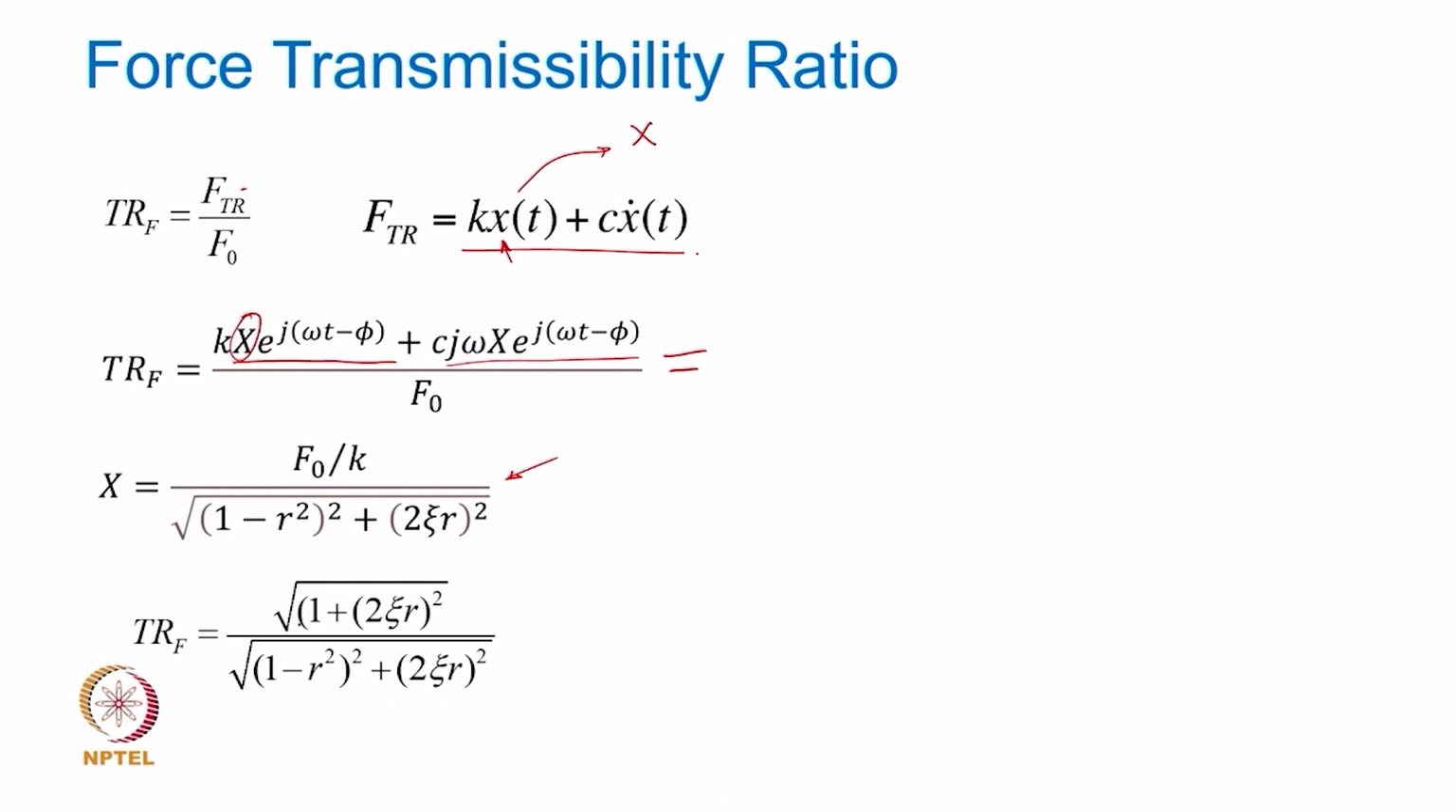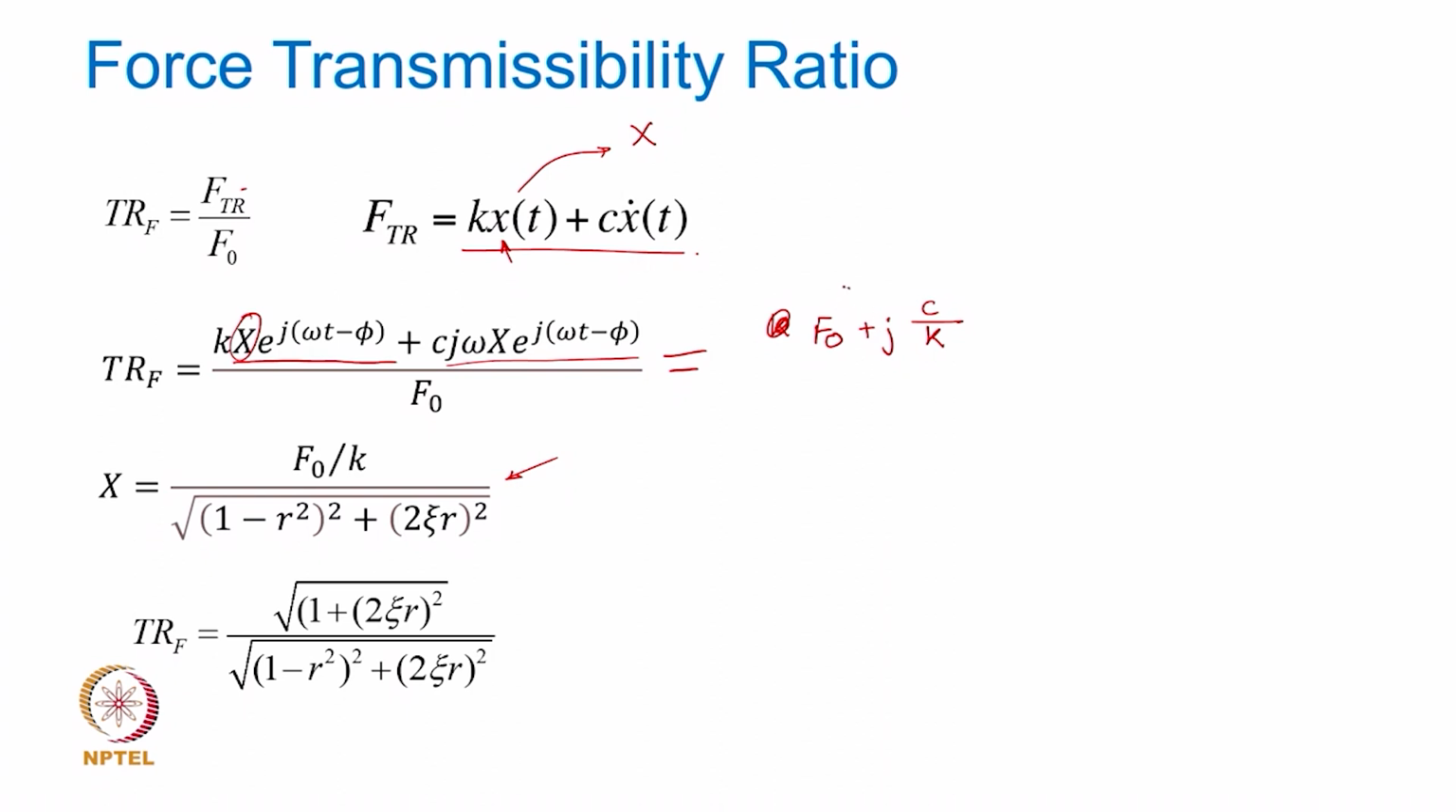We will end up getting the expression like this. So, basically what you will have to do here is write this as k. When you replace this x with f naught by k, you will essentially get this as f naught, and e to the power j omega t minus phi will be common and can be taken out, and so you will have plus j c over k. F naught will be again constant.